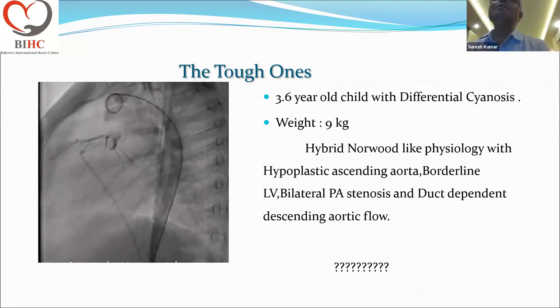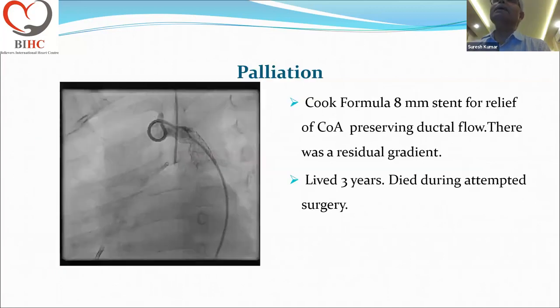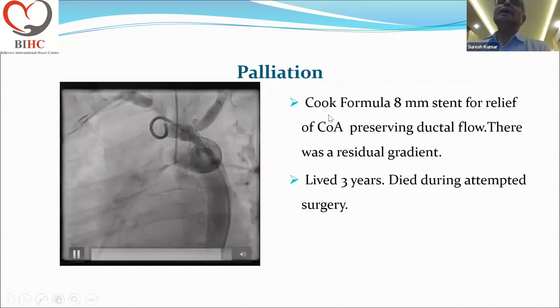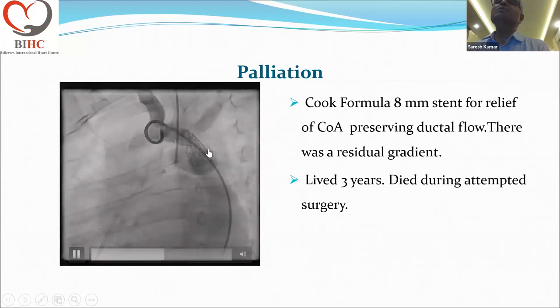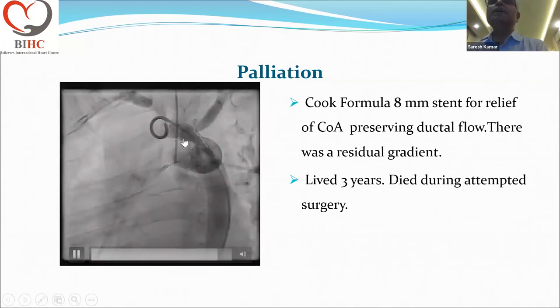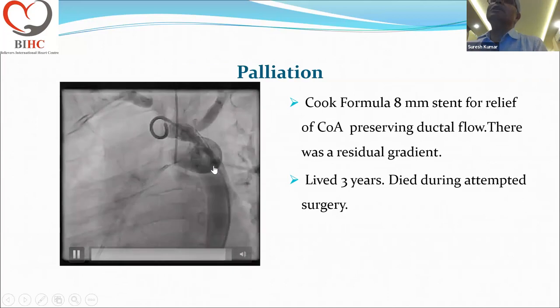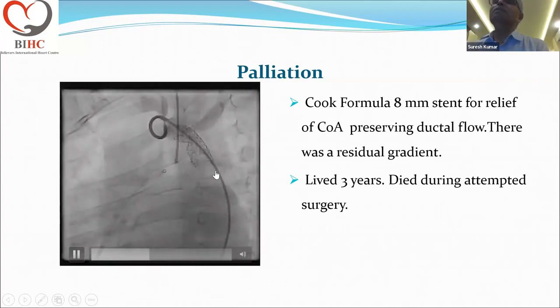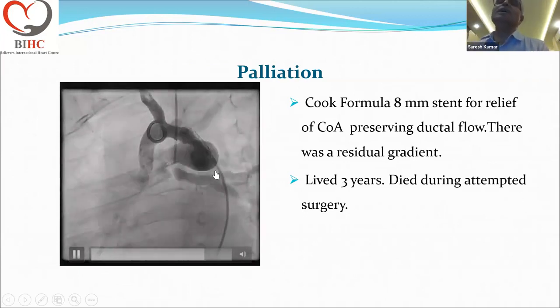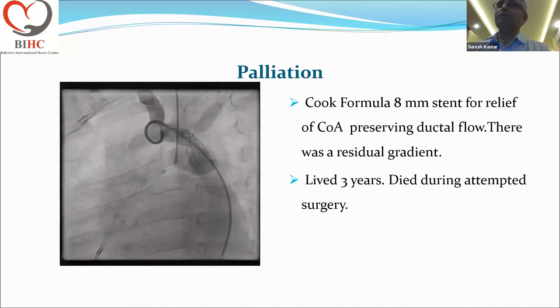It was my idea that we could buy time by stenting the arch. So we stented the arch with a Cook Formula 8 mm stent. This relieved coarctation substantially and preserved the ductal flow. We didn't want to interfere with the ductal flow. The child lived for 3 years, and later a surgeon attempted surgery which the child didn't tolerate, and he succumbed.